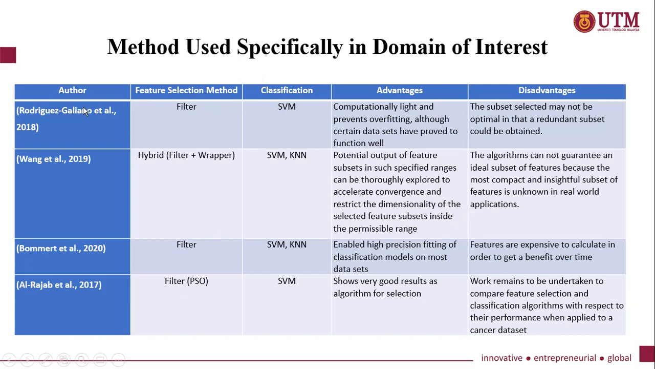For the first author, the chosen feature selection method is filter combined with the classification SVM. As for the second author, they use hybrid, which is filter and also wrapper. And as for the classification, they use SVM, also K nearest neighbor. The third author used filter as well, and the classification also SVM and also KNN to be exact. And the last author, they use filter for their feature selection method combined with classification method SVM. So these are the advantages and disadvantages that can be seen in the thesis.